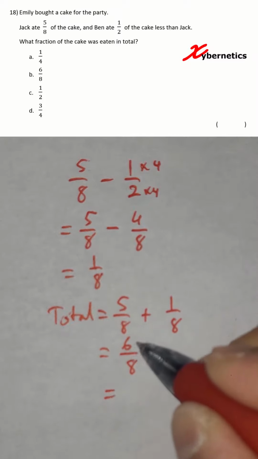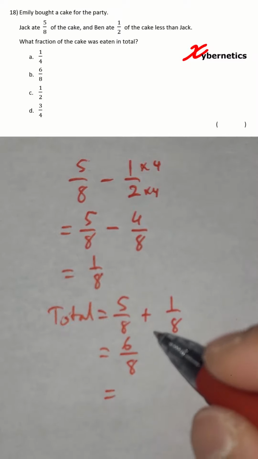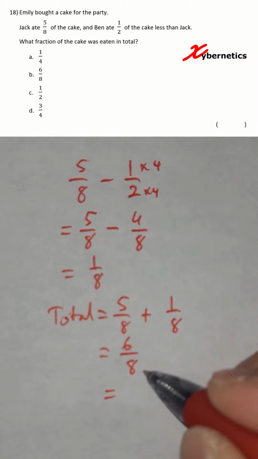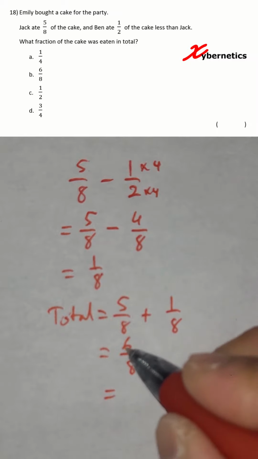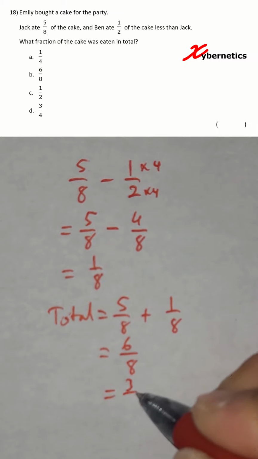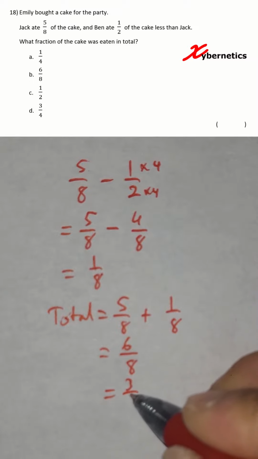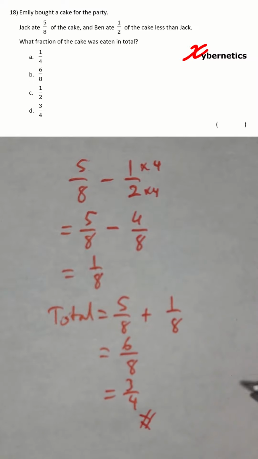And you can also further simplify 6/8 because we know that 6 can be divided by 2 and 8 can be divided by 2. So 6 divided by 2 would be 3 and 8 divided by 2 would be 4. And this is your answer, and the answer in your multiple choice would be D.